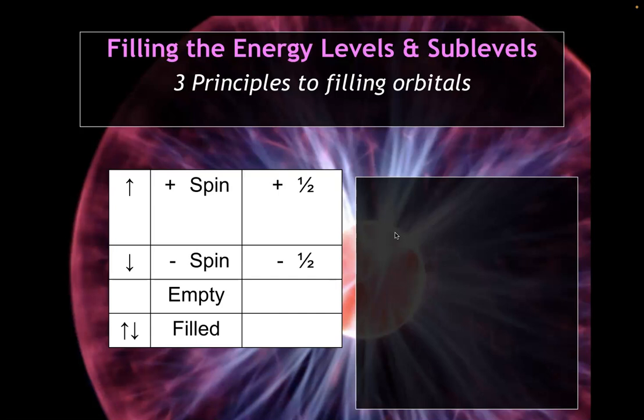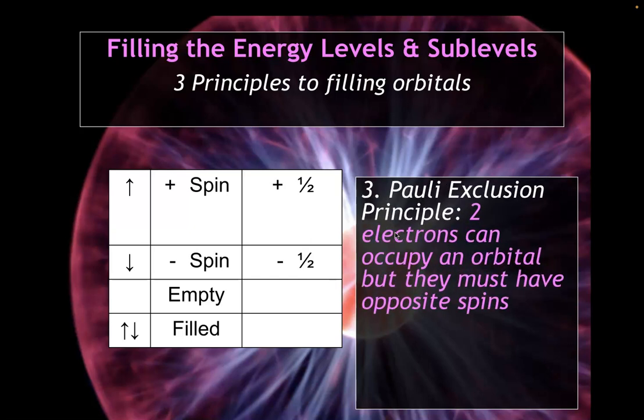Okay, the last thing we have to worry about is something called our spin. We say electrons can either have a positive spin or a negative spin. And the Pauli exclusion principle tells us that 2 electrons actually can occupy an orbital, but they have to have opposite spins. So we fill electrons from the lowest level to the highest level.